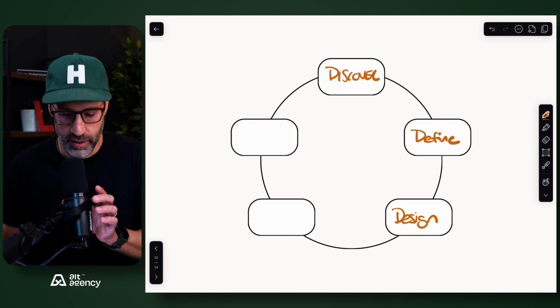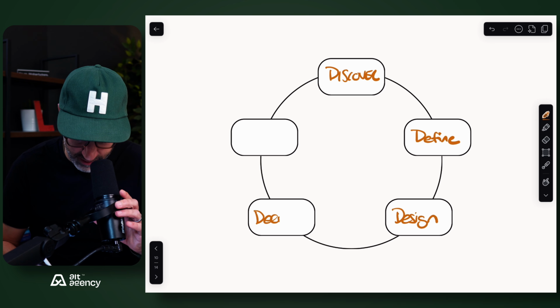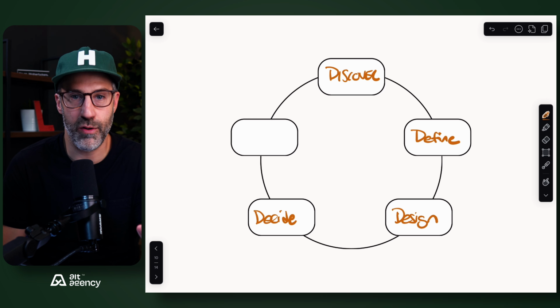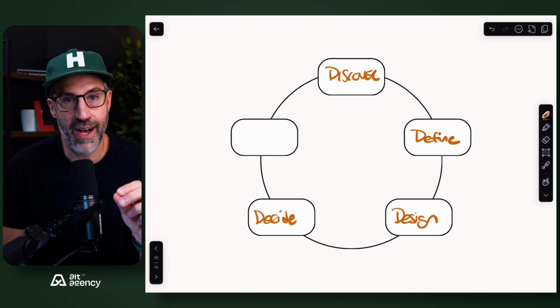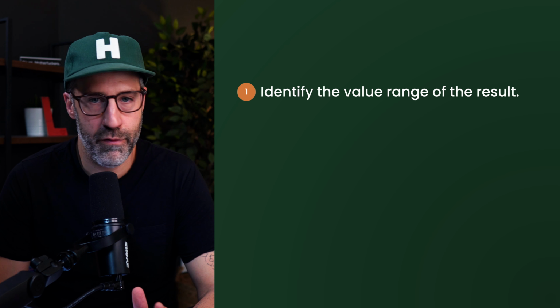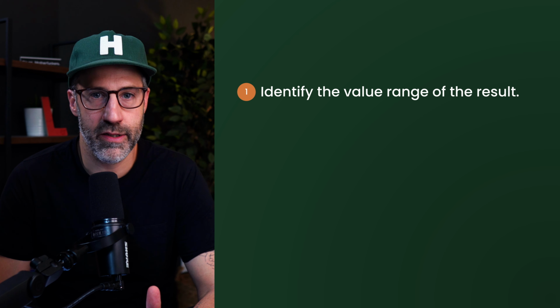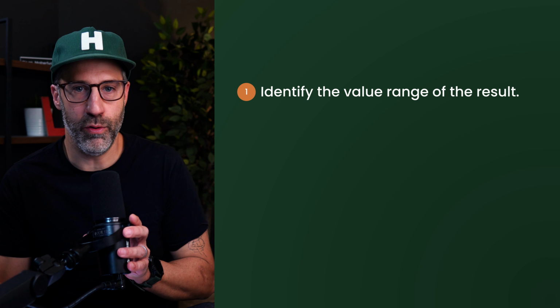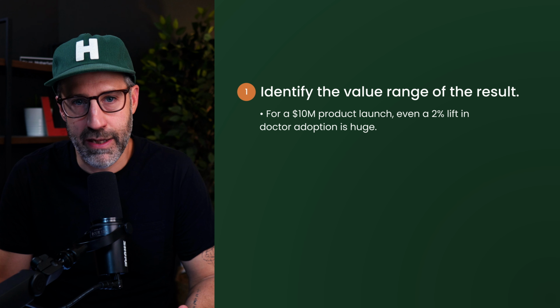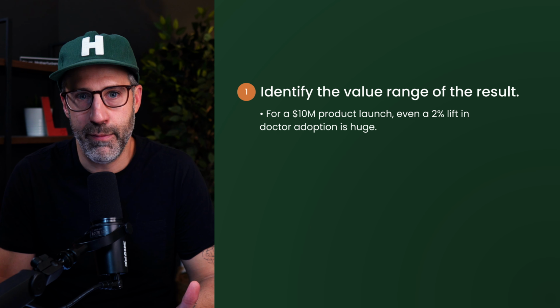Now for step 4, this is where we decide. Here we decide the price that we're going to charge for the result of your system, not the hours or deliverables. Here's how we have our clients do that. Identify the value range of the result. How much impact does your process have on their goals? For a $10 million product launch, even a 2% lift in doctor adoption is going to be huge.